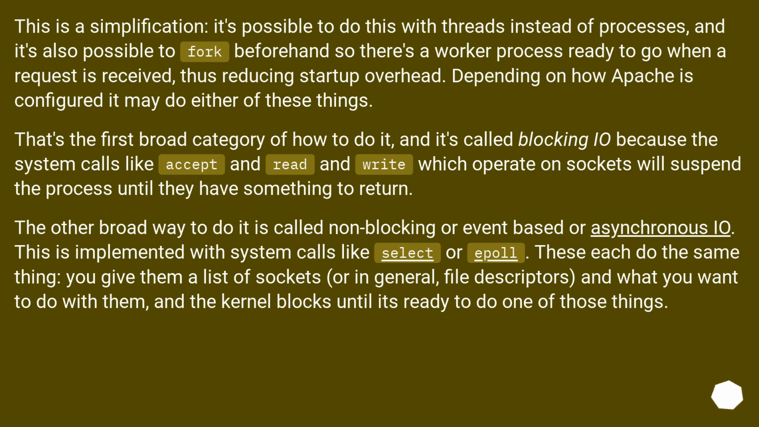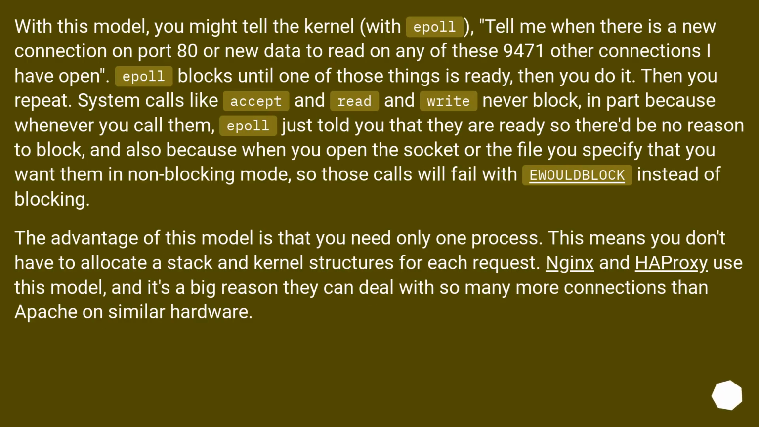The other broad way to do it is called non-blocking, or event-based or asynchronous I/O. This is implemented with system calls like select or poll. These each do the same thing. You give them a list of sockets, or in general, file descriptors, and what you want to do with them, and the kernel blocks until it's ready to do one of those things. With this model, you might tell the kernel, with a poll, tell me when there is a new connection on port 80 or new data to read on any of these 9,471 other connections I have open. Poll blocks until one of those things is ready, then you do it.